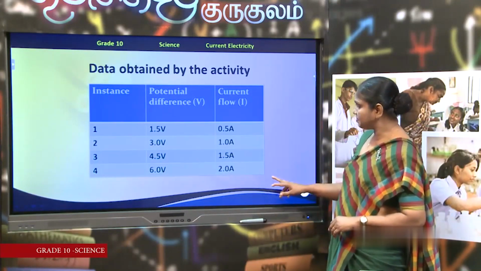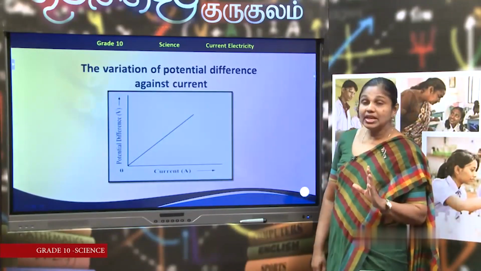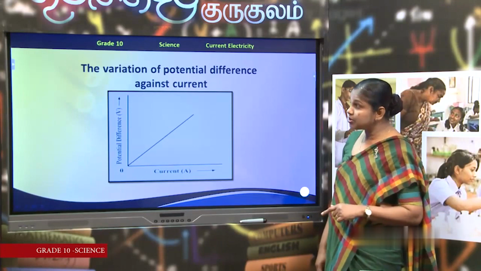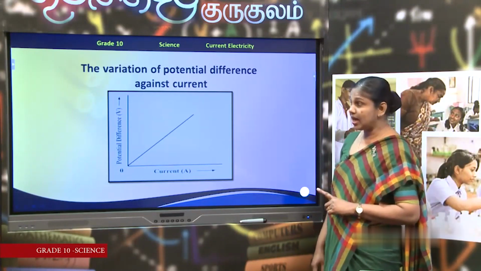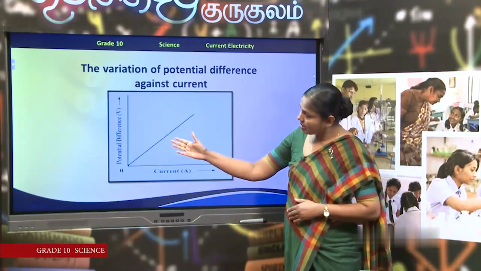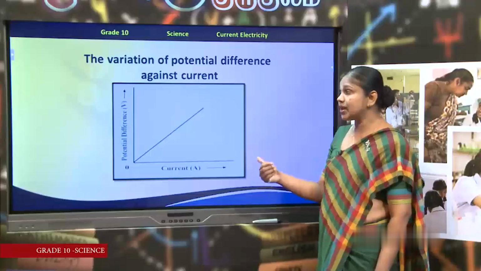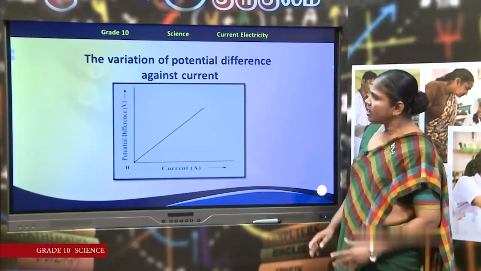Now look at this. When those data collected are used to plot a graph like this, you get a straight line that goes through the origin. Here we have taken current flow to the x-axis and the potential difference to the y-axis. When all the data we collected are used to plot this graph, we get a straight line like this.